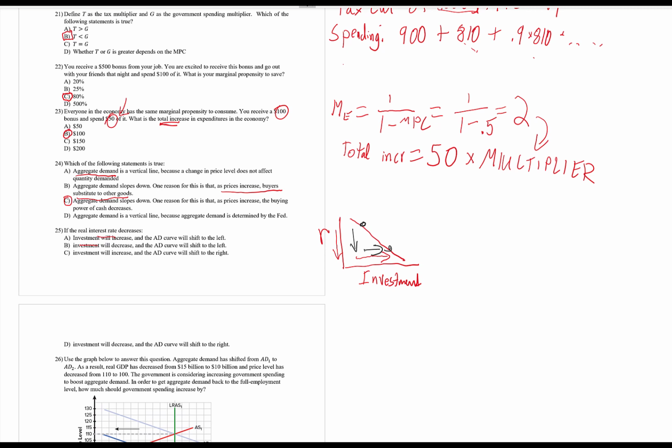Remember, aggregate demand is demand for GDP, and investment is one component of that. So aggregate demand increases when investment increases. So aggregate demand increasing, that means it's shifting to the right. So the answer here is C. Investment will increase, aggregate demand will shift to the right.